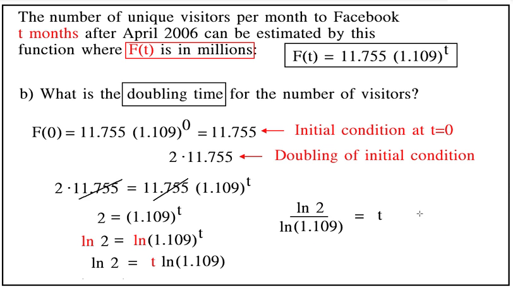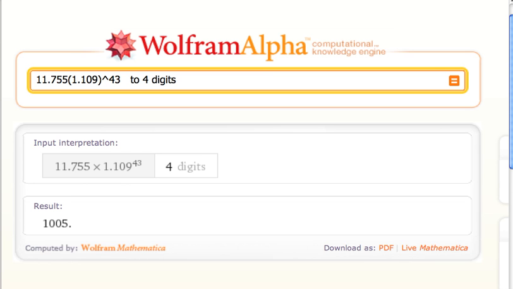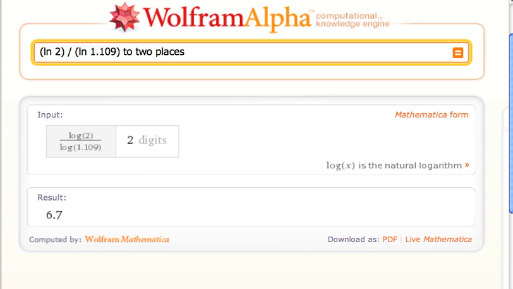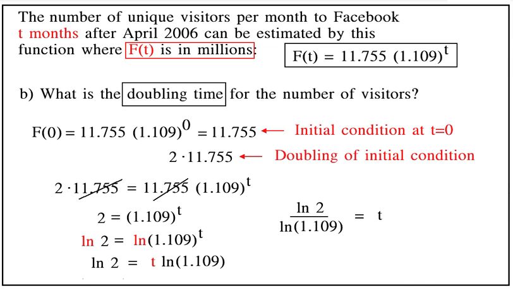And now we are definitely into calculator territory. And let me go to Wolfram Alpha for that. We crunch that out, and I've done it in advance. Here it is. I've asked for it to 2 places. And here's the result, 6.7. So, the answer to the question, the doubling time, is t is equal to 6.7. And that is in terms of months.